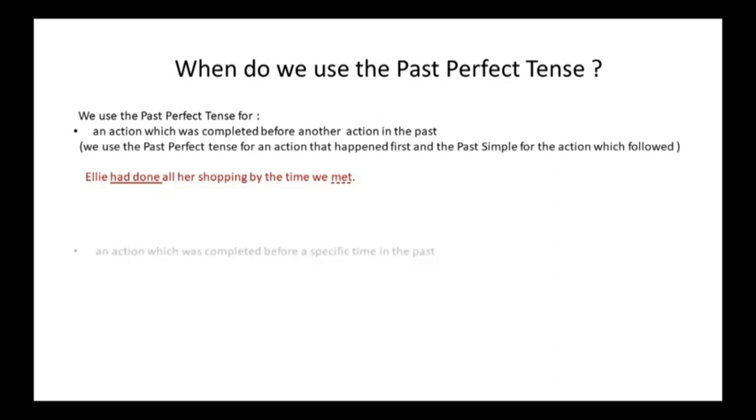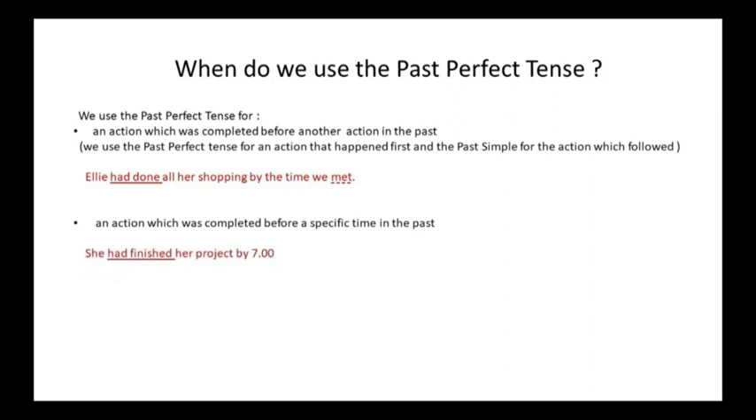For an action which was completed before a specific time in the past, for example, she had finished her project by 7 o'clock, znači za radnju koja se završila pre određenog vremena u prošlosti, kao u primjeru.